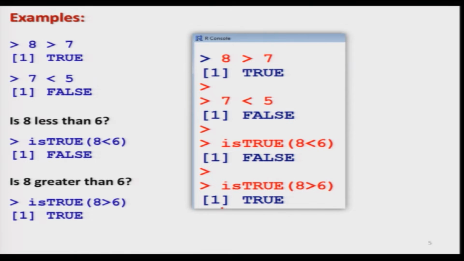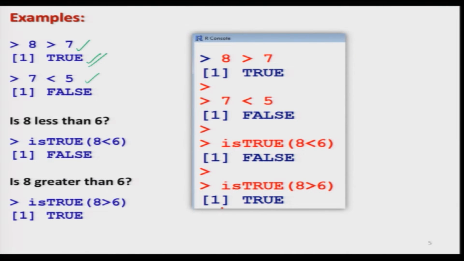Right. Now, I will take some examples and show you how these things work. So, suppose I write a statement like 8 greater than 7. Do you think it is correct? The answer is yes, 8 is bigger than 7. So, the answer will come out to be TRUE. Similarly, if you write 7 less than 5, what do you think?